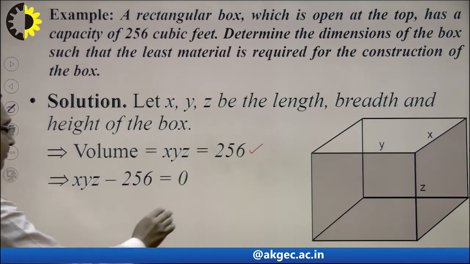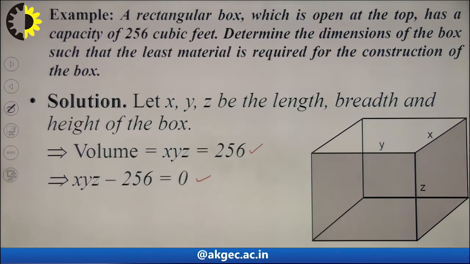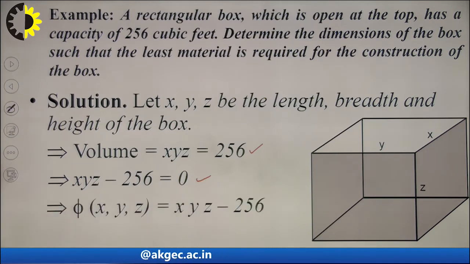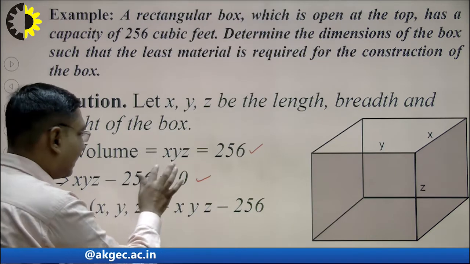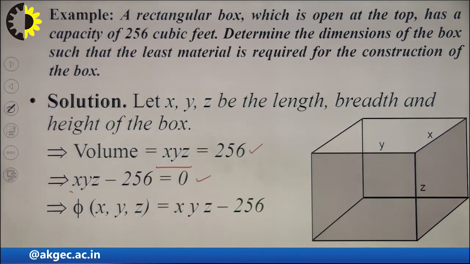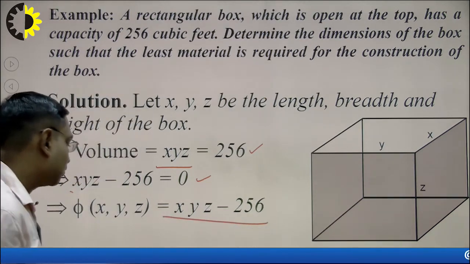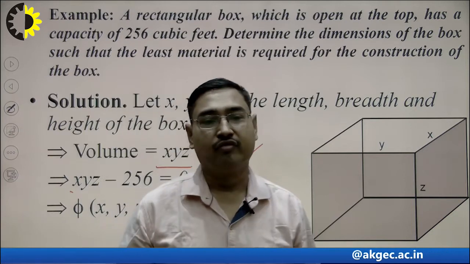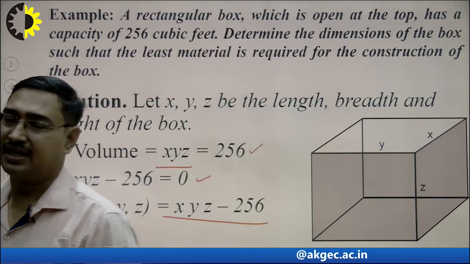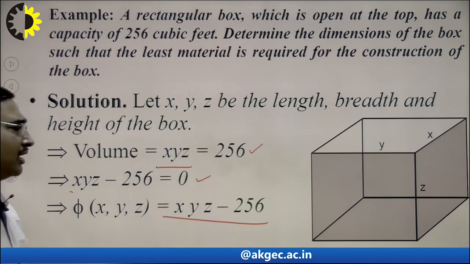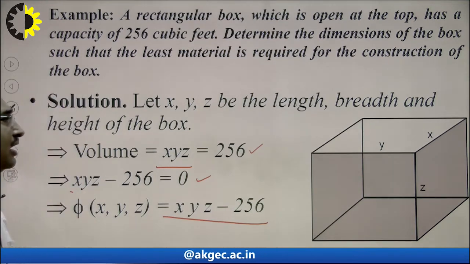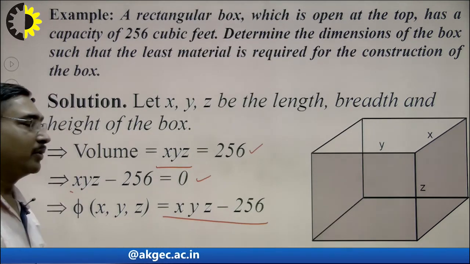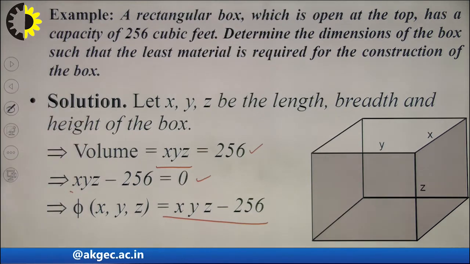From here, we can write it as xyz minus 256 equal to 0, and the quantity xyz is fixed to be 256, and therefore, it will be used to construct phi. So, I have written phi x, y, z equal to xyz minus 256. Our phi is calculated. Now, we will identify what is f, and f will be obtained from the quantity which is to be extremized or maximized or minimized.